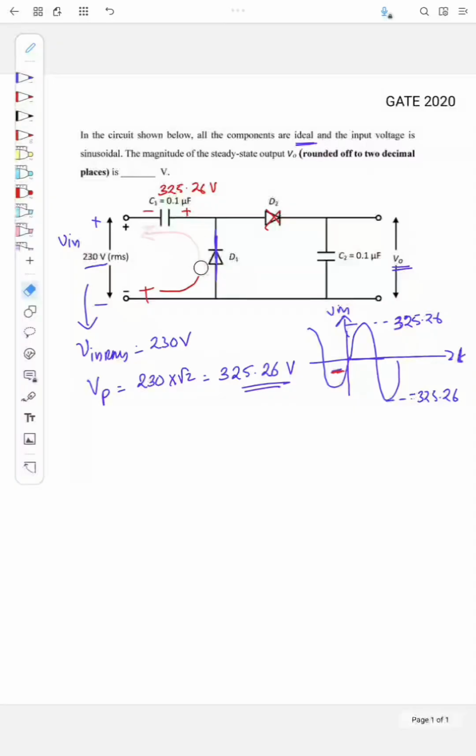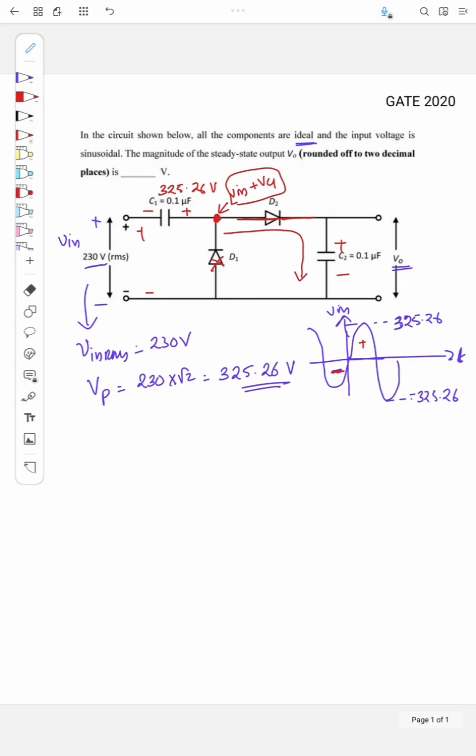Now we'll see what happens in the positive half cycle, that is during this one, plus minus. This diode is off, and D2 is on. The voltage at this node is actually V in plus the voltage across the capacitor VC1, and this voltage is plus, so D2 will be on. What happens to capacitor C2? The current will flow like this and it will charge plus minus. It charges to the peak of this voltage.